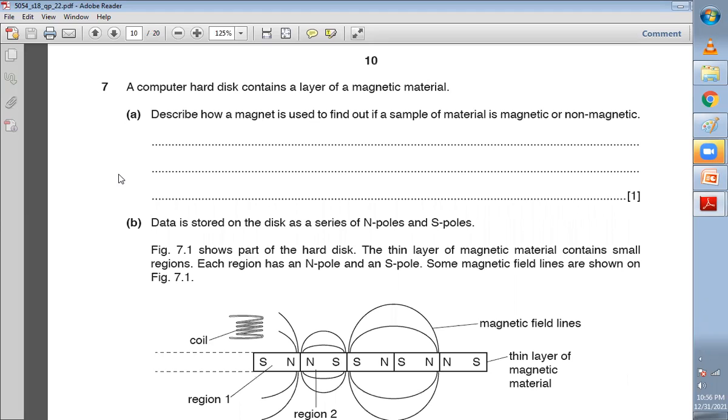A computer hard disk contains a layer of a magnetic material. Describe how a magnet is used to find out if a sample of material is magnetic or non-magnetic. You see, it's very simple. The magnetic material will be attracted to the magnet, and non-magnetic material will not be attracted to the magnet. That's the very simple test. Okay, so let me show you my written answer.